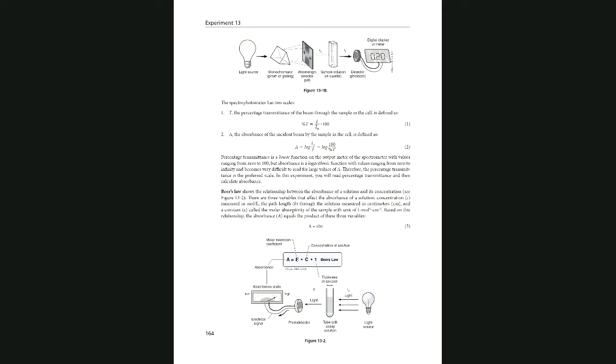We can keep constant the pathway for the light, which is 1 centimeter here. That depends on the cuvette that we are using. If we use this type of cuvette, it is kept at 1 centimeter, so it's a constant number. The epsilon is a coefficient, which is again a constant number. The C is the concentration of the solution.